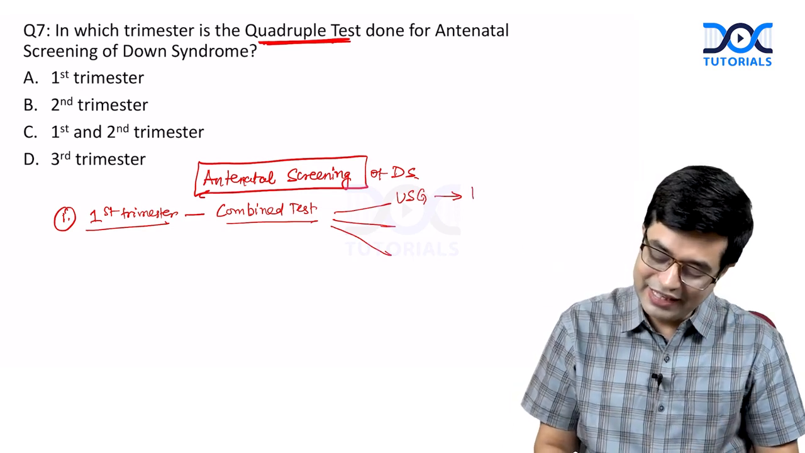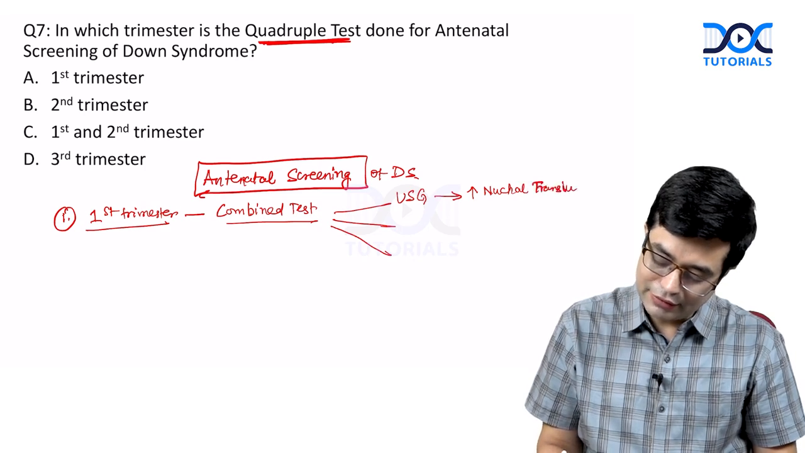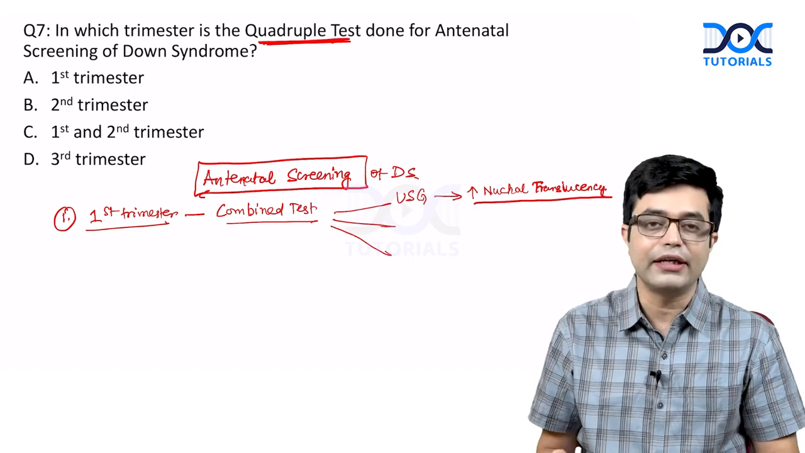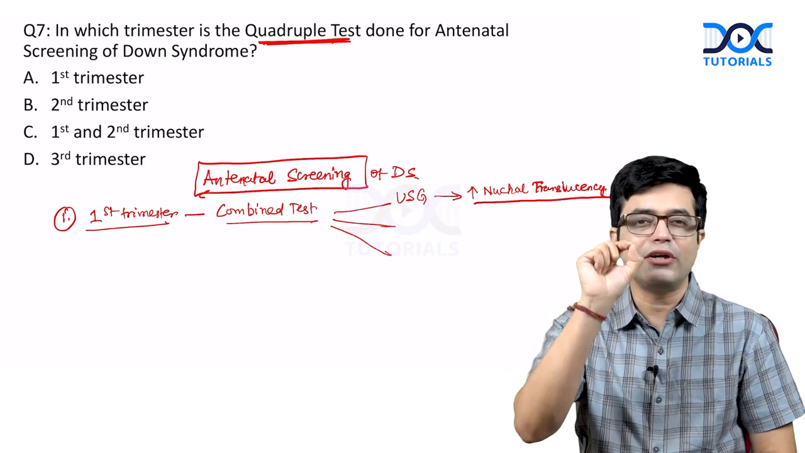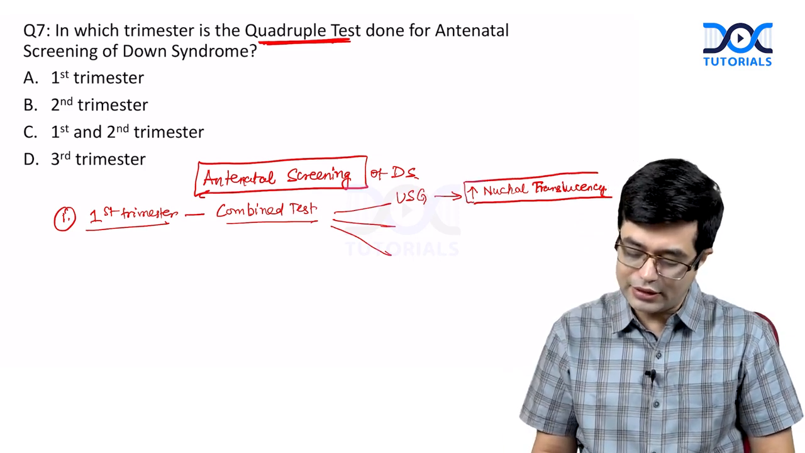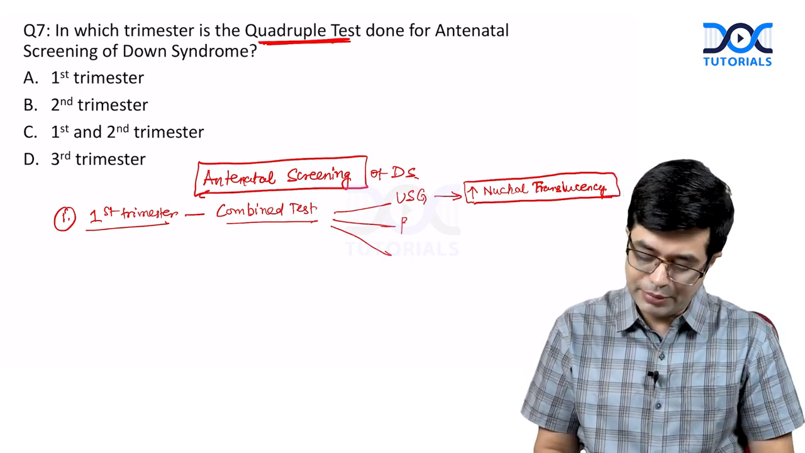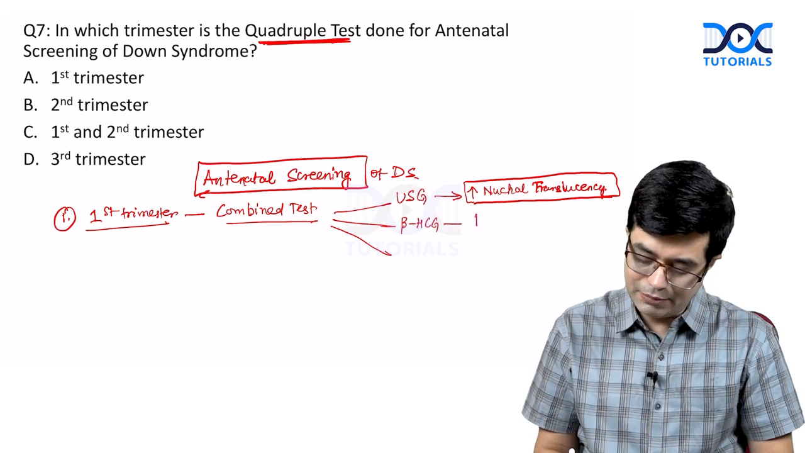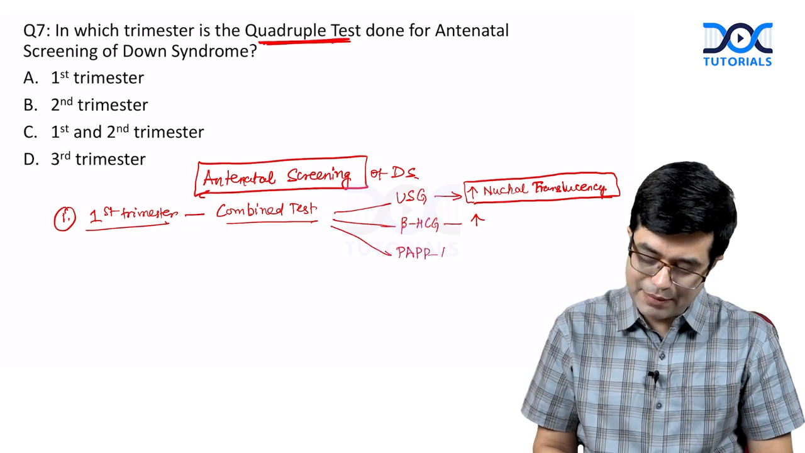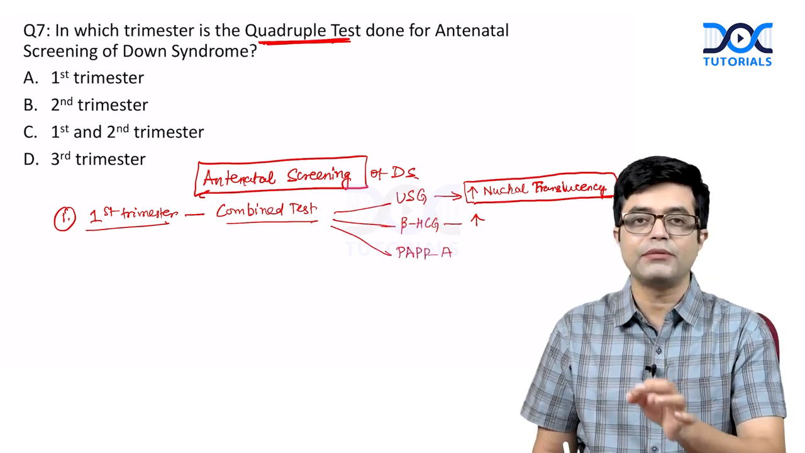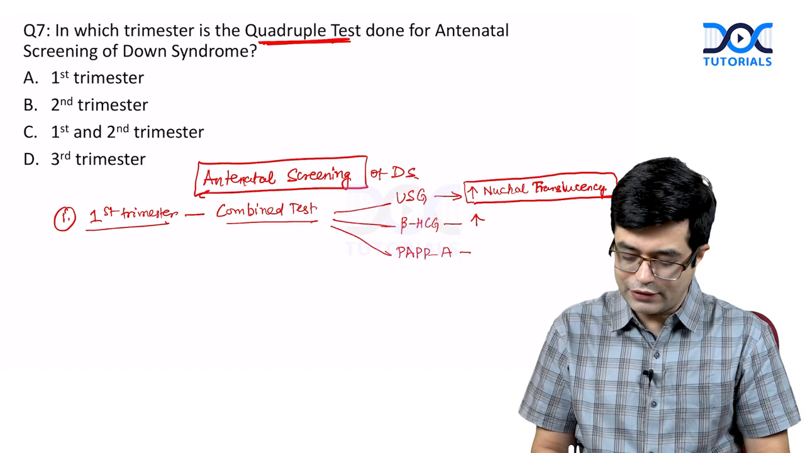So ultrasound showing increased nuchal translucency. The word nuchal always means the neck or back of the neck. There will be increased thickness of the neck fold. There is an edematous layer which will be visible on ultrasound. That thickness will be increased. So ultrasound showing increased nuchal translucency is one feature suggestive of Down syndrome. Second, we check for beta HCG levels, and beta HCG levels will be increased in a patient of Down syndrome. And third is a substance known as PAPP-A, pregnancy associated plasma protein type A. Its levels are found to be reduced.